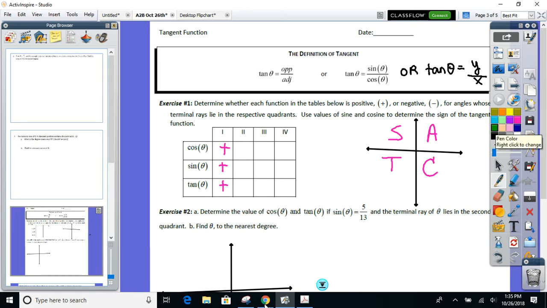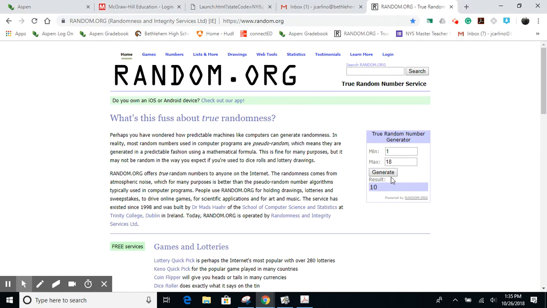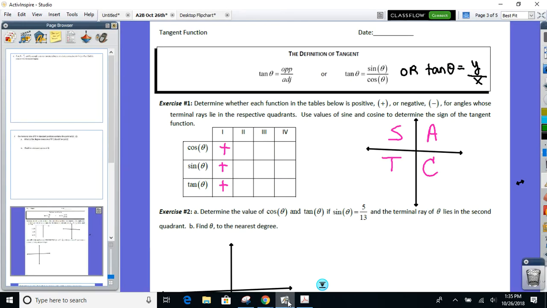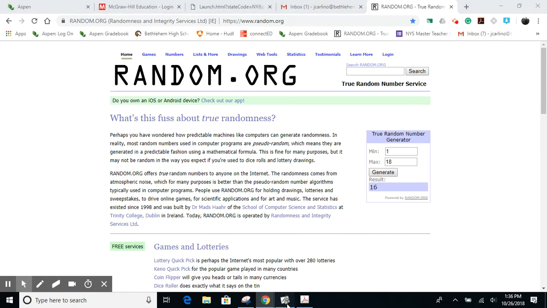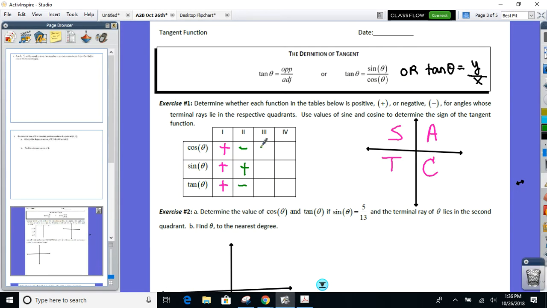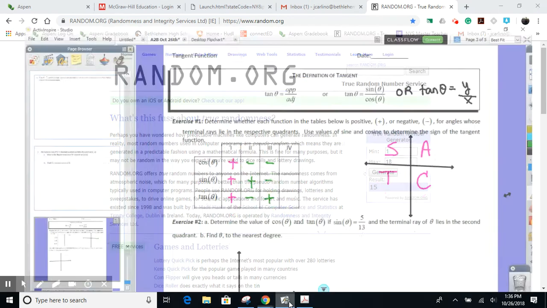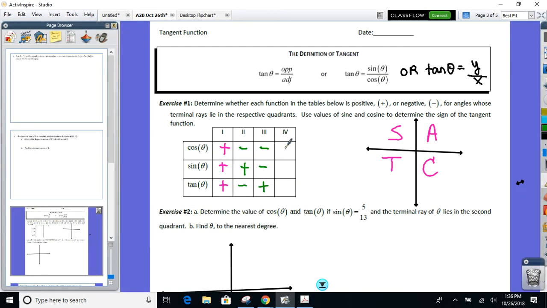What about quadrant 2? Signs in quadrant 2. Okay, go. Negative cosine. Yep, and got it. Thank you. How about quadrant 3? You got it. And how about quadrant 4? Finish it up. Yep. Nice job, everyone.